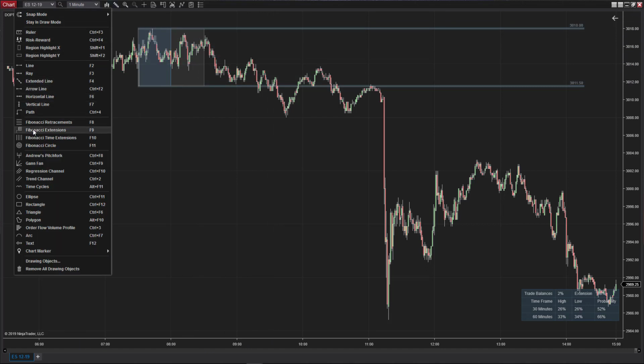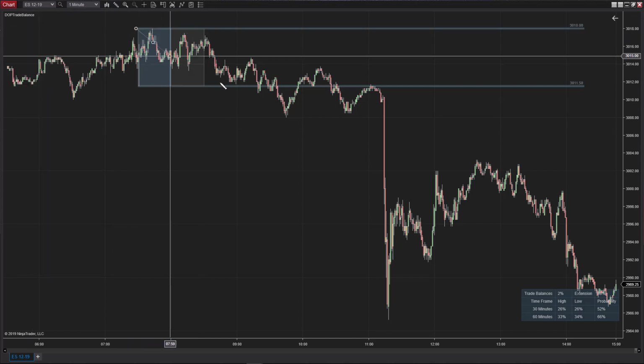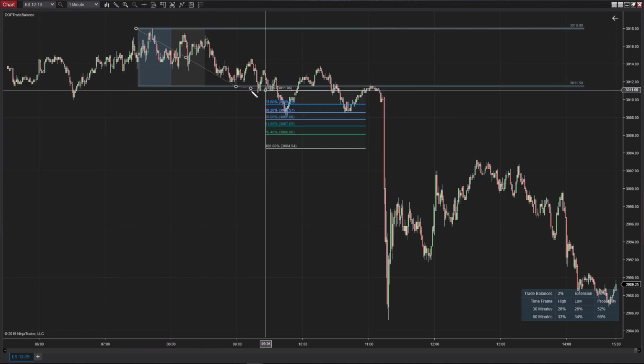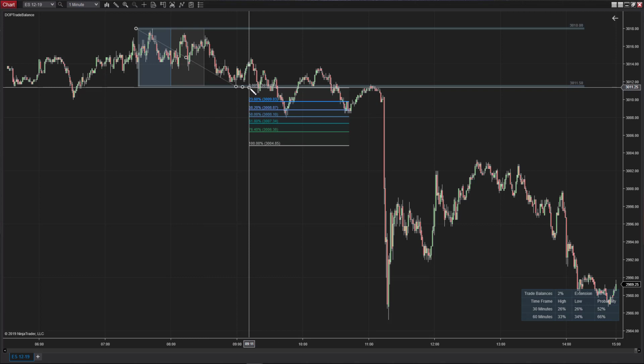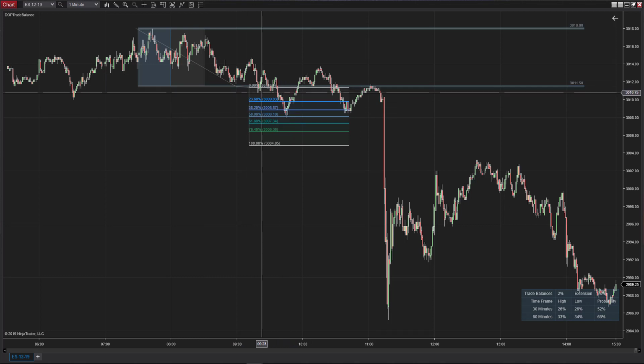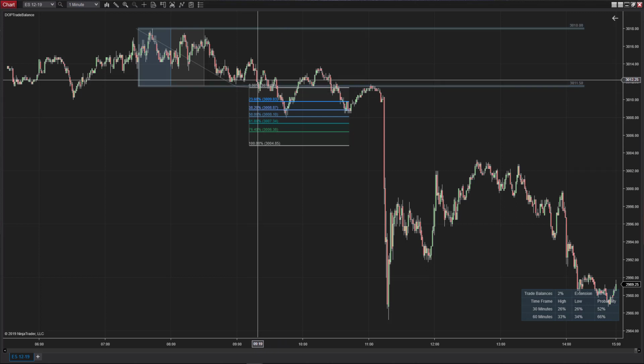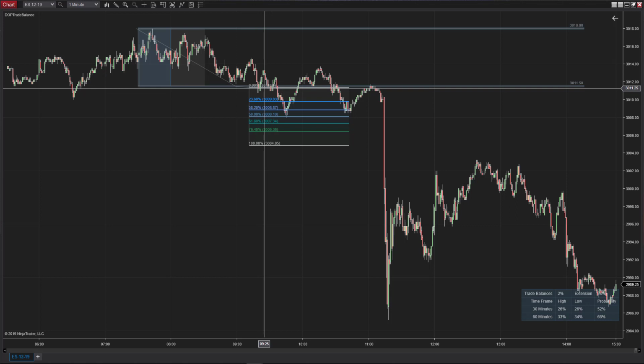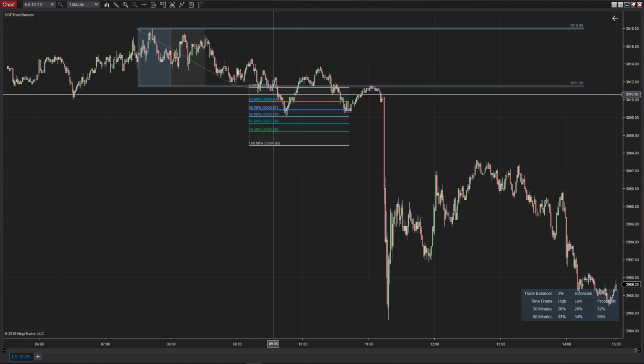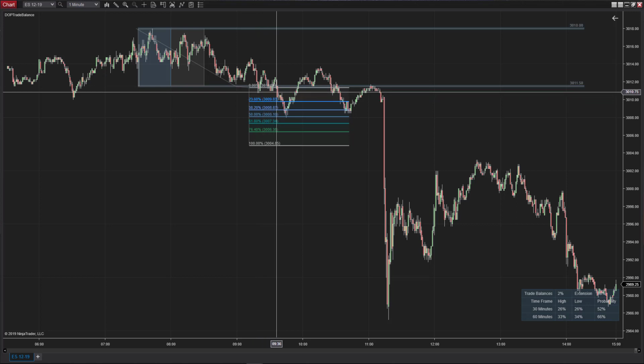The second thing I'm going to draw in here is the extension, because we had perfect extension entries through here. We got all the way to the 50%. And what I had mentioned was watch out for the fakes. So we had two initial fakes and then a breakdown. So you should have been trading that. So you would have been short.